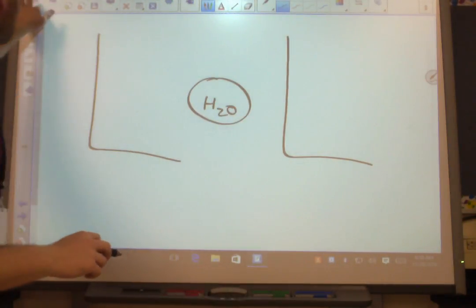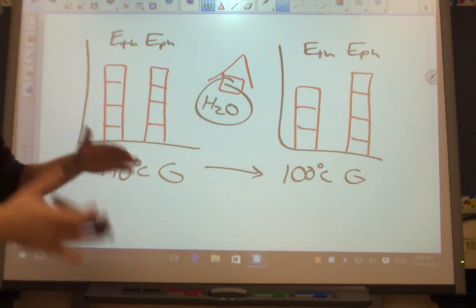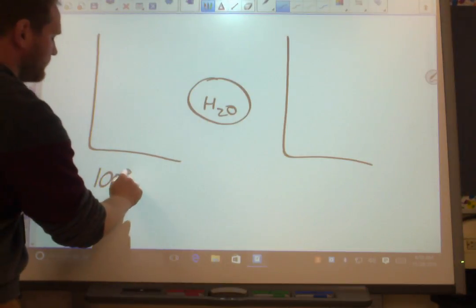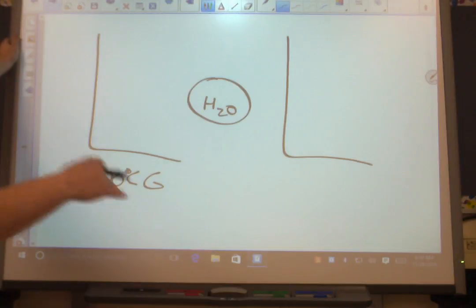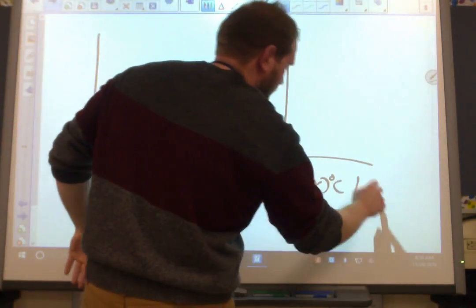Second. So let's see where we left off here. 100 degrees Celsius gas. So the gas is now ready to condense. So the second one's going to be the condensation. So we're going to go from 100 degrees Celsius gas to liquid, and that liquid's going to stay at 100. During the phase change, temperature does not change. 100 degrees Celsius liquid.